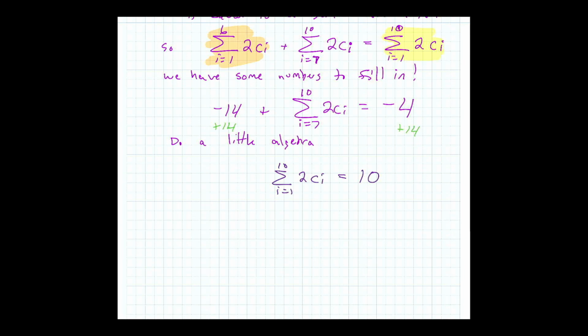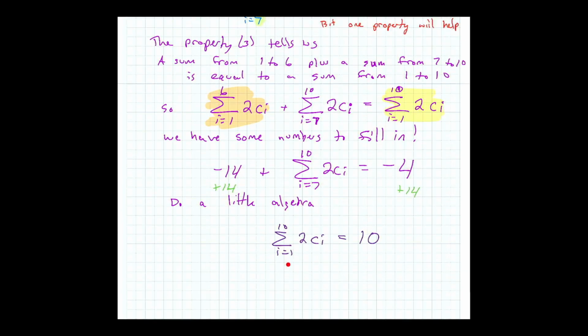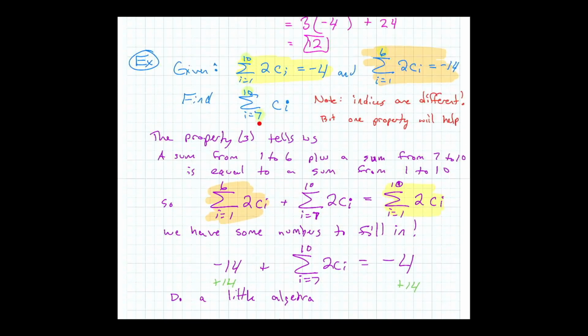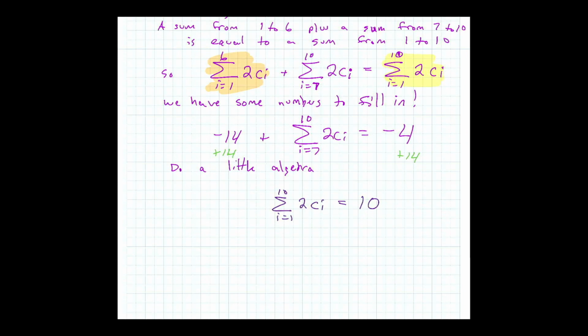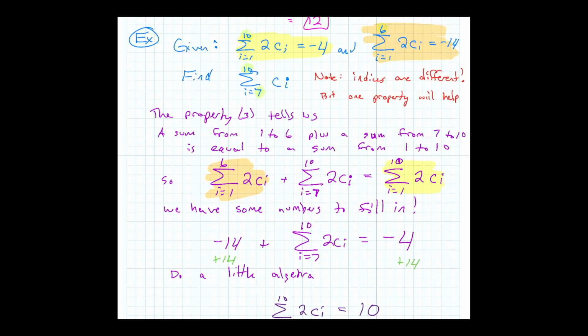Okay, are we done? We're not quite done because we have the sum from 1 to 10 of 2ci, and they asked for the sum. Wait, what has happened? Oh, I wrote this down, right? This was supposed to be a 7, and I wrote a 1. Right, so we have 7 to 10 of 2ci, and we're actually looking for 7 to 10 of just ci. So the 2, we have to fix the 2.